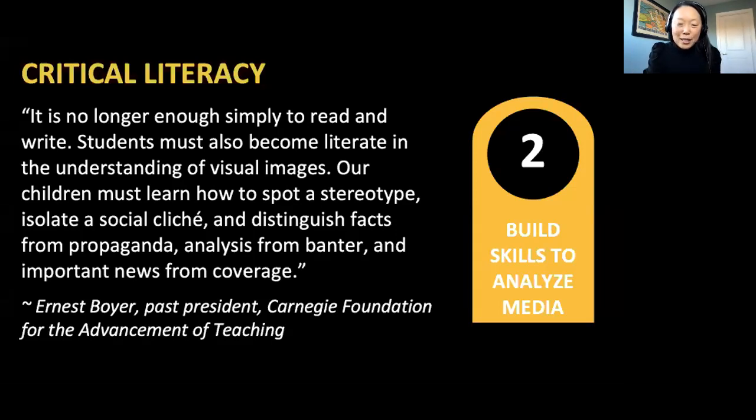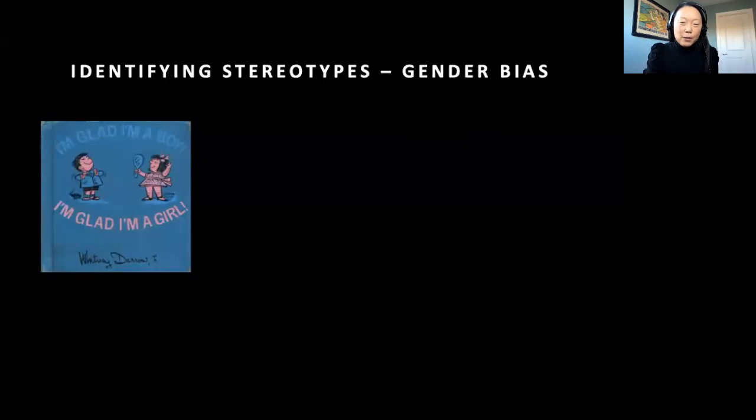So let's look at this old book for children. By the way, it's called I'm Glad I'm a Boy, I'm Glad I'm a Girl. It's written by Whitney Darrow Jr. in 1970. And in doing some research about this book, I've come to learn that it's a satirical book showing images that some of us might consider incredibly biased and out of date. So let's see some of the pages.